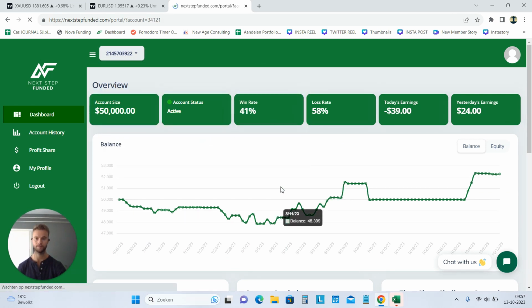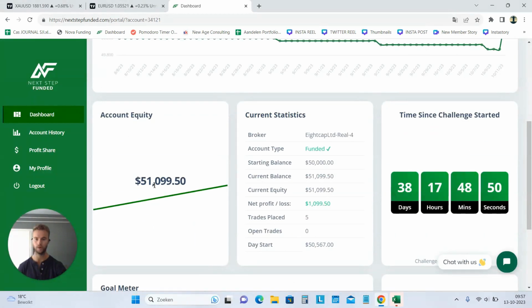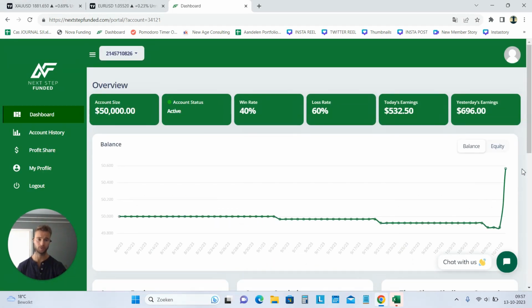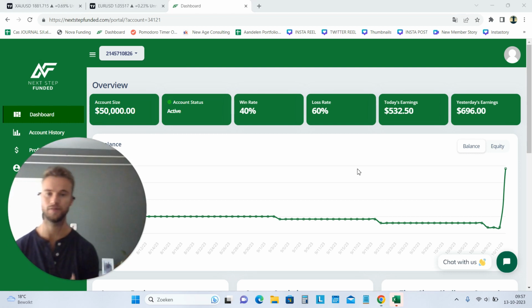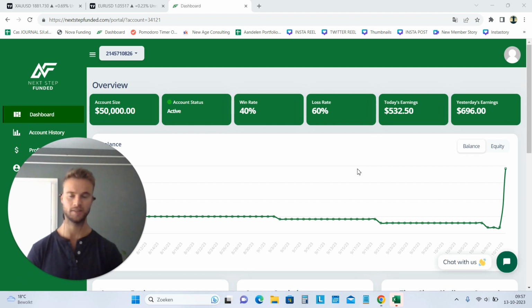Next funded account, this one is up, I believe, around 1000. And this one is also almost ready for a payout. Now, why am I showing you this? I want to give you some tips regarding funding. And the most important thing when it comes to funding is going to be getting consistent payouts.